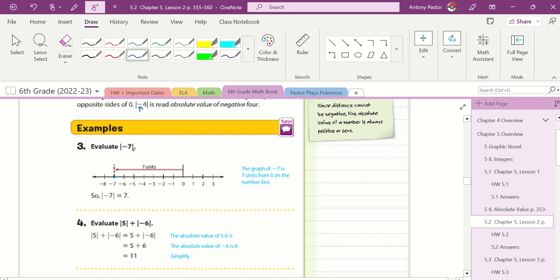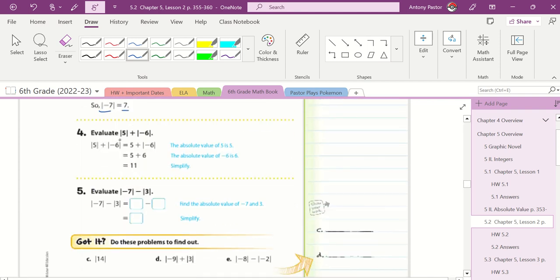Evaluate |-7|. -7 is still 7 units away from 0. Even though we went in negative territory, it's still 7 different steps. So the absolute value of -7 will be 7.